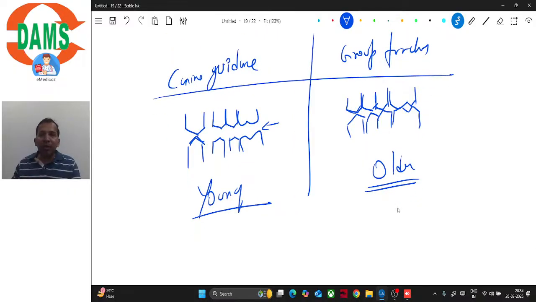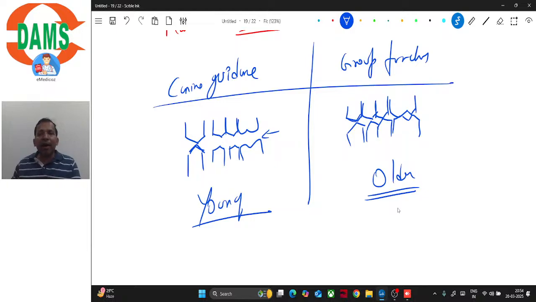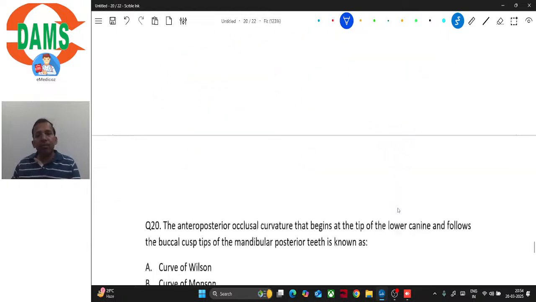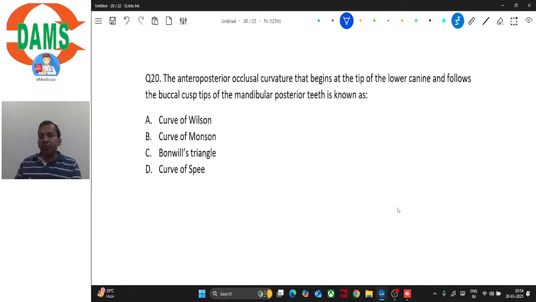Yes, very good, Pankti. Canine guidance is seen in younger and group function is seen in older individuals. So next question, the anteroposterior occlusal curvature that begins at the tip of the lower canine and follows the buccal cusp tip of the mandibular posterior teeth and continues on to the condyle. We haven't written that here, but that is understood, isn't it? It starts from the canine, goes through the buccal cuspids of all the posteriors and then ends at the condyle.